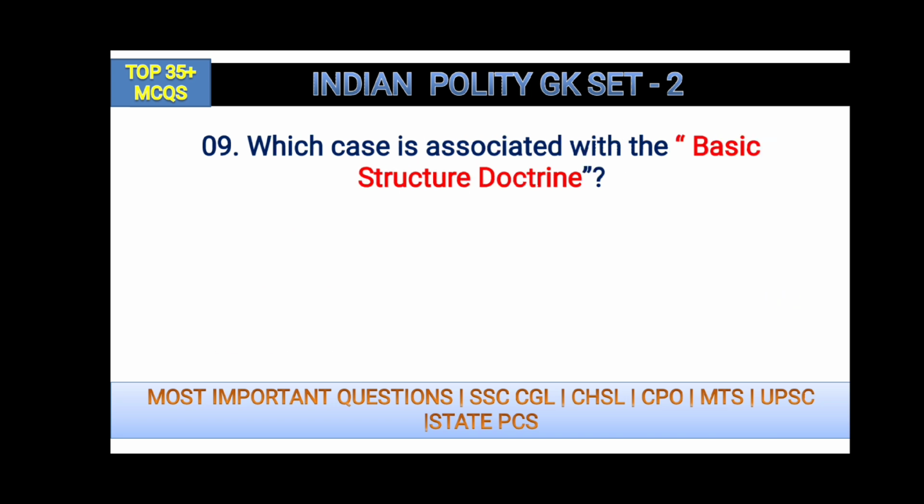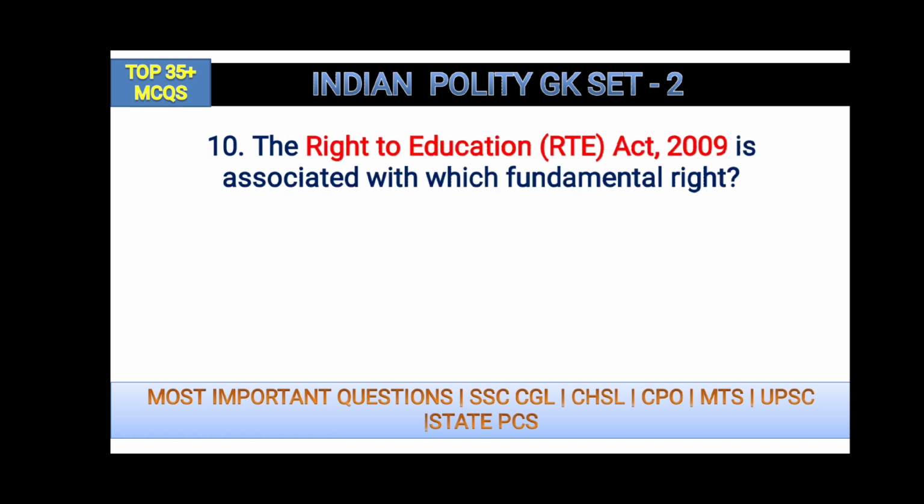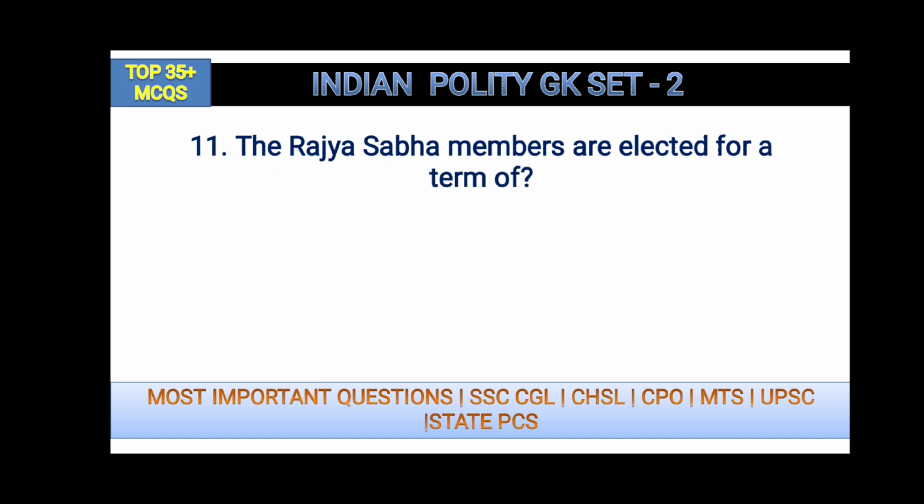Which case is associated with the basic structure doctrine? It is Keshavananda Bharati case, option number 3. The Right to Education RTE Act 2009 is associated with which fundamental right? It is associated with Article 21A. The Rajya Sabha members are elected for a term of how many years? It is 6 years. Lok Sabha 5 years and Rajya Sabha 6 years.